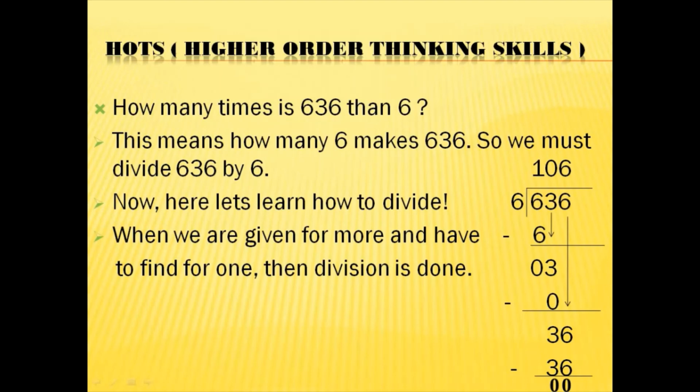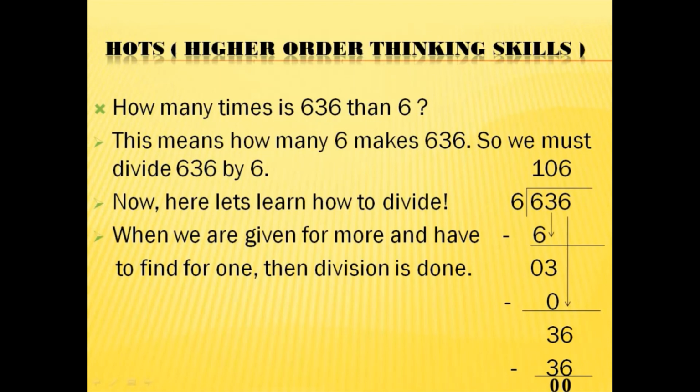Then we get 3. But we can't take 6 from 3. So put a 0 in the quotient place. Don't forget to put the 0. Then next multiply 0 with 6. We get 0. Subtract 0 from 3. Then we get 3. Carry down 6.